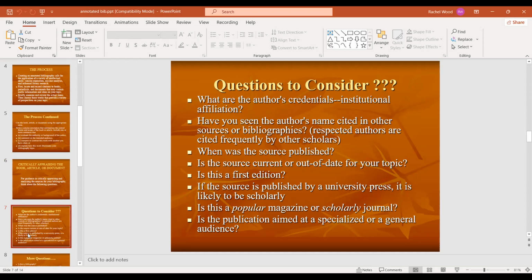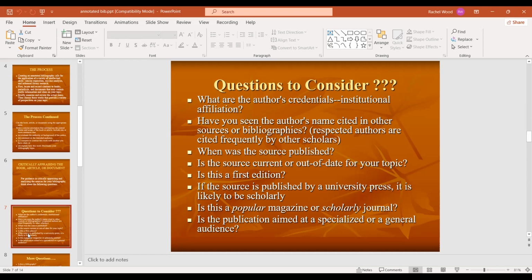Was it a master's thesis? Was it a dissertation? Is it a tenured professor at Harvard University? Something like that. Have you seen the author's name cited in other sources or other bibliographies? Typically, when you're dealing with respected authors, they're cited frequently by other scholars.